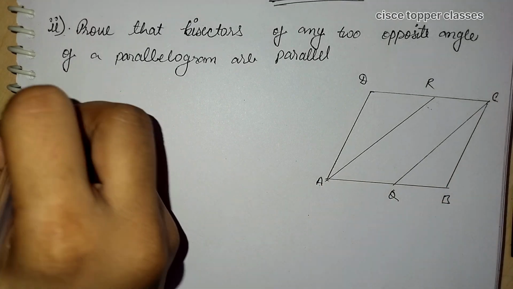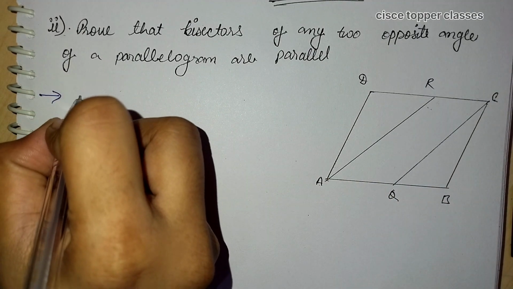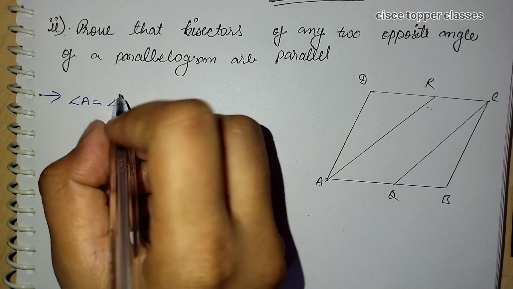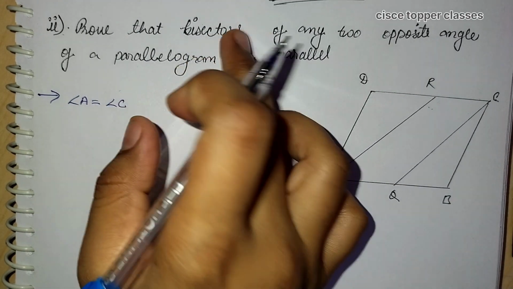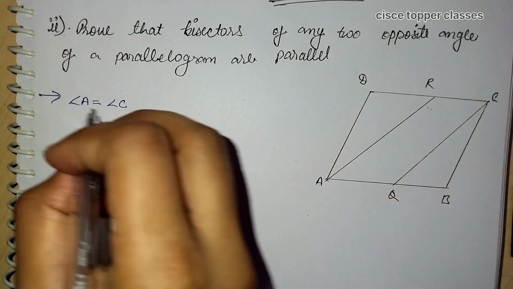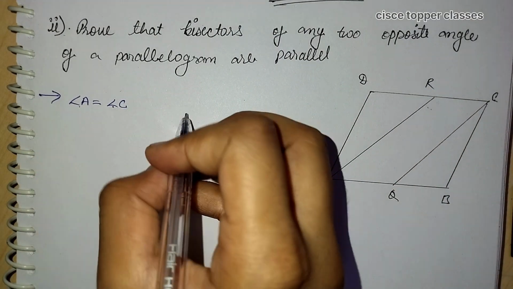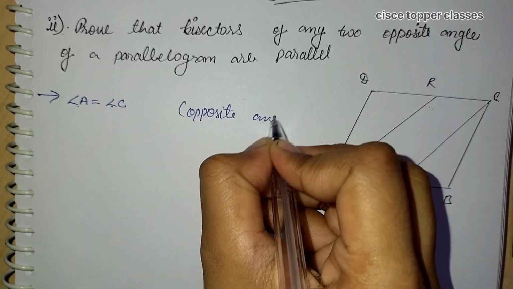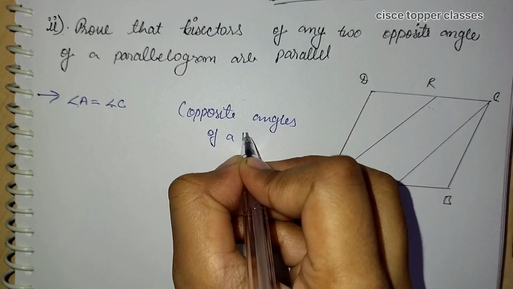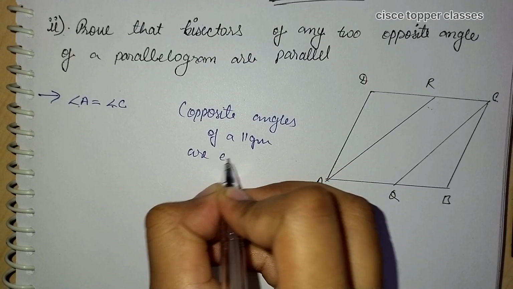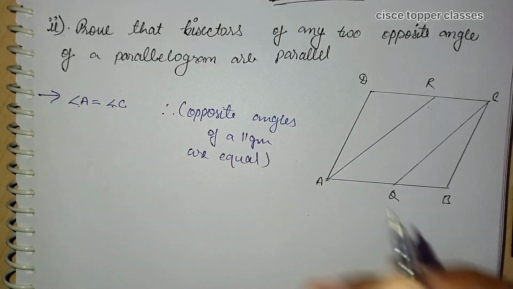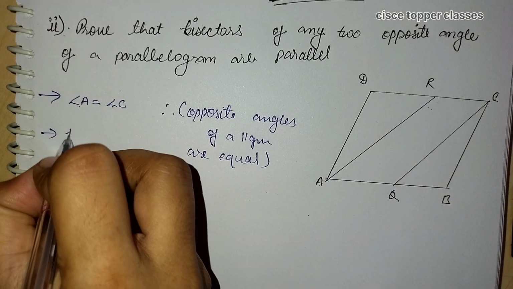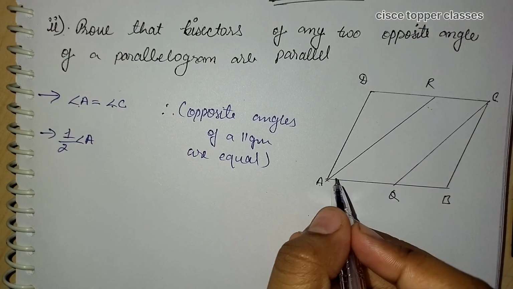Here we can simply write, because in a parallelogram opposite angles are equal, so angle A is equal to angle C. We have to prove that these bisectors, means AR, is parallel to CQ. As angle A is equal to angle C, we can say that opposite angles of a parallelogram are equal. So from that information we can write this part, and as here we can just multiply this angle with half, on multiplying we will get the angle here.